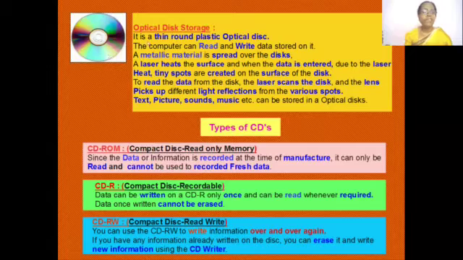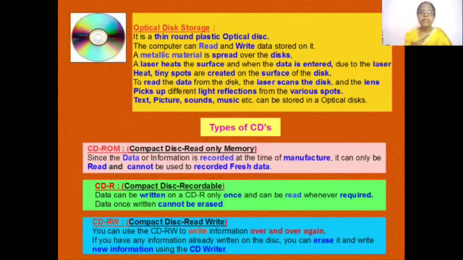Okay, so let's read it. It's a thin, round plastic optical disc. The computer can read and write data stored in this. It's a metallic material and it spreads all over the disc. A laser heats the surface, and when the data is entered due to the laser heat, tiny spots are created on the surface of this disk. So whatever picture or anything, spots come recording on this disk.